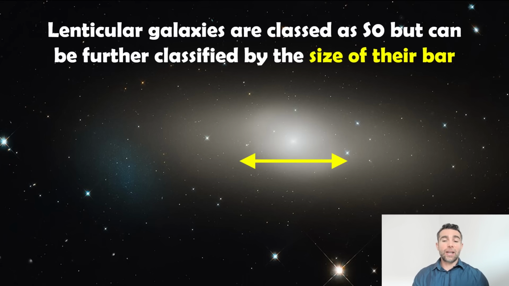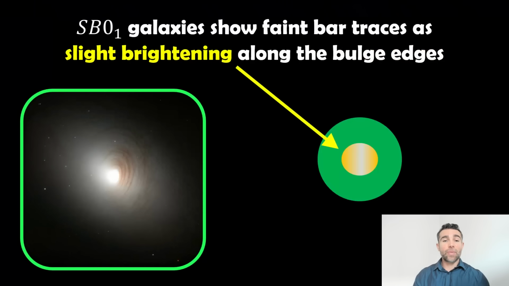So what we can do then is classify the barred lenticulars due to the size of their bar. So how strong or weak their bar is, we can give them a further classification, because normally we would classify these galaxies as S0, but we can give it a further classification if it's barred, if it's got a weak bar or a strong bar, or an intermediate bar as well. So the first type then, your SB01, so SB is denoting that it's a barred lenticular, 0, and then the 1 is telling you how strong the actual central region is.